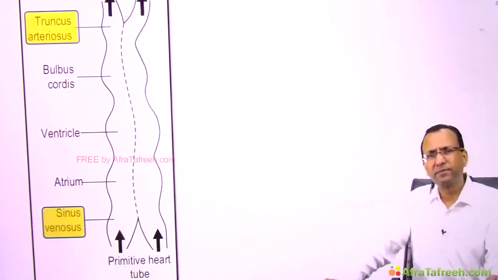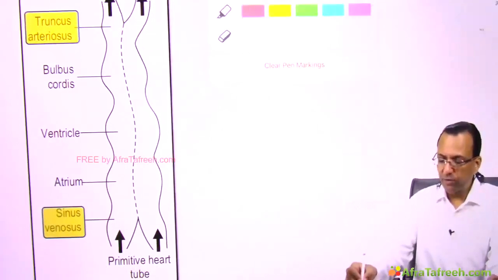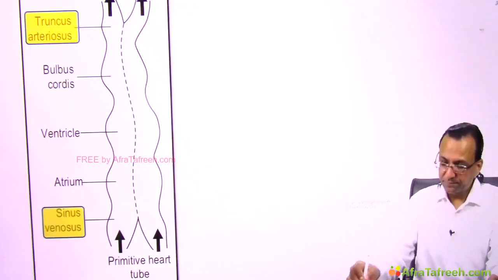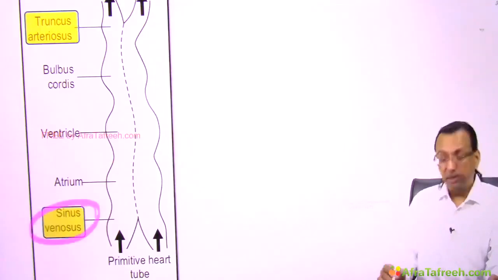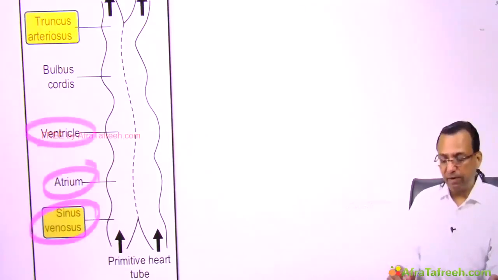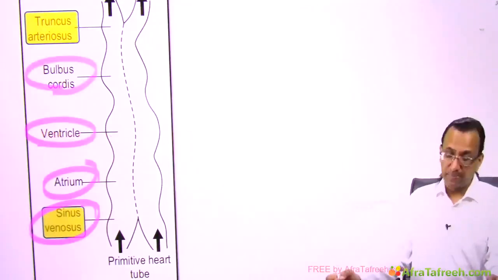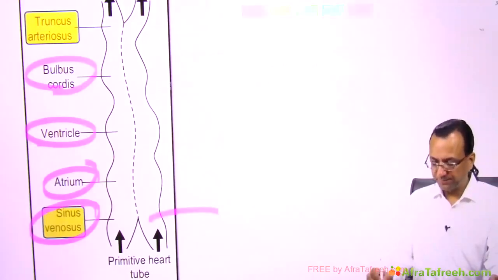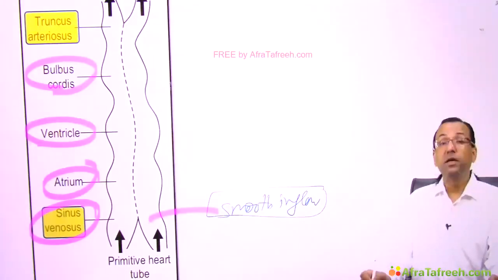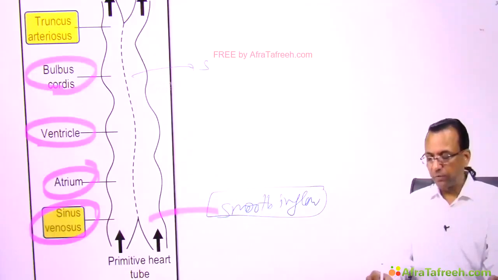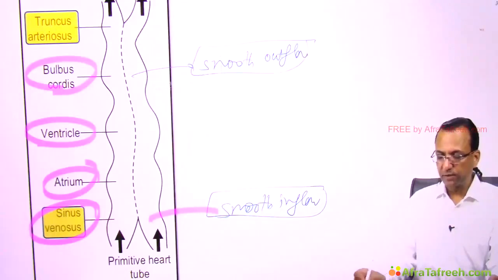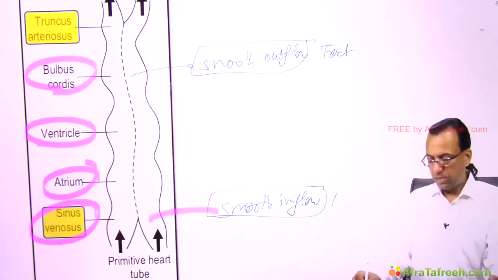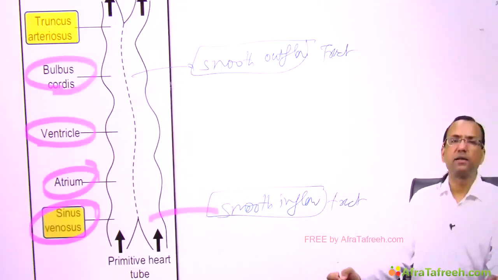What are the names? See, blood will come to the right horn, left horn of the sinus venosus, and then it will go to the primitive atrium, primitive ventricle, and bulbous cordis, and then the truncus arteriosus. Remember, the sinus venosus is the smooth inflow tract, and the bulbous cordis is the smooth outflow tract. Then what about the rough trabeculated portion of the heart?